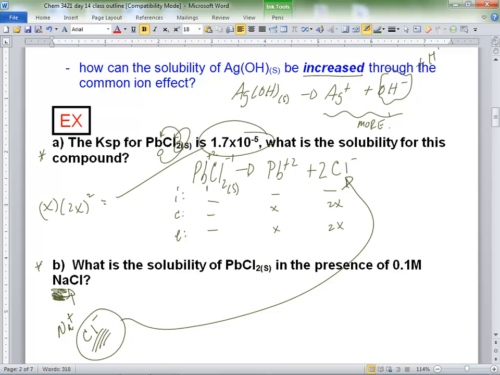Yeah, that's what I was thinking too. If it's more soluble, it has to be more product. If it's more soluble, there has to be more product, because that's how the Ksp reaction is always written.